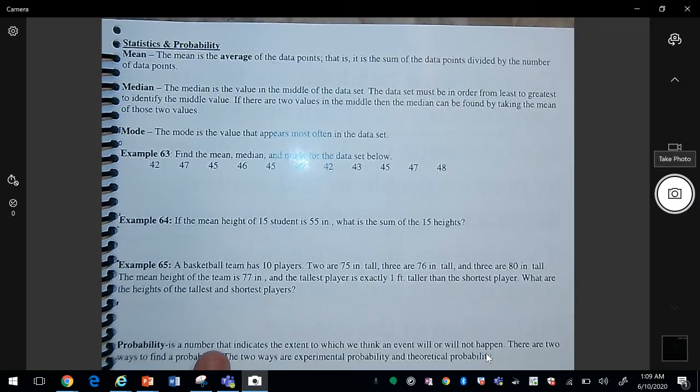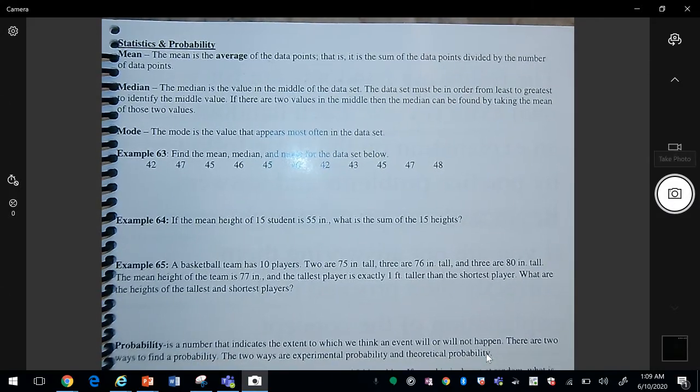Statistics and probability. On the exam, you will be asked a few questions about statistics and probability. The mean is the average of the data points, that is the sum of all the data points divided by the number of data points. The median is the value in the middle of the data set. The data set must be in order from least to greatest to identify the middle value. If there are two values in the middle, then we take the mean of those two values.